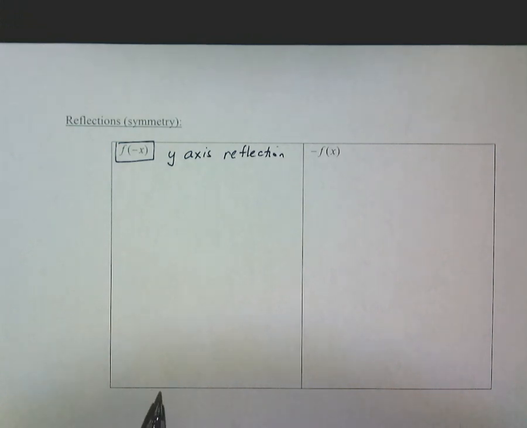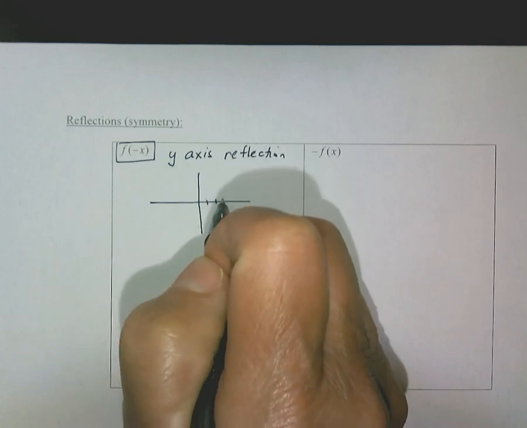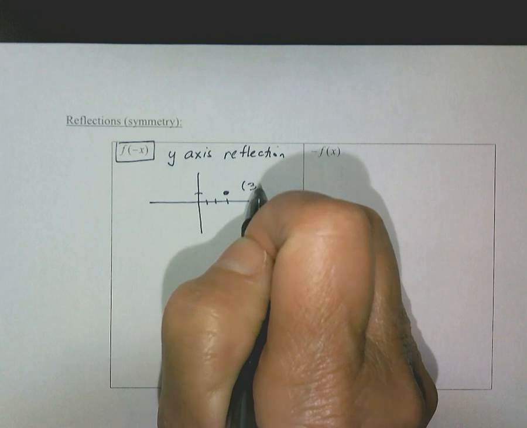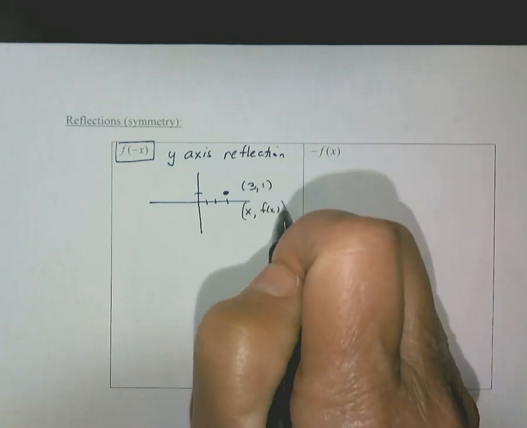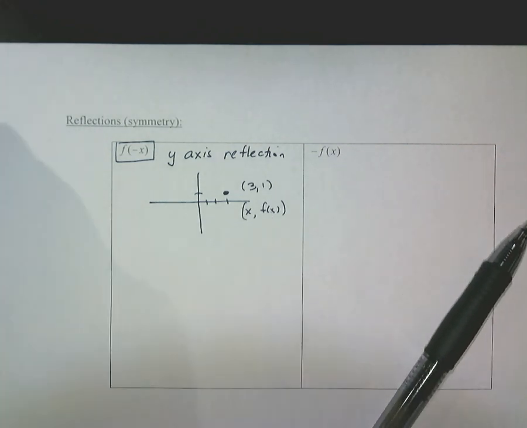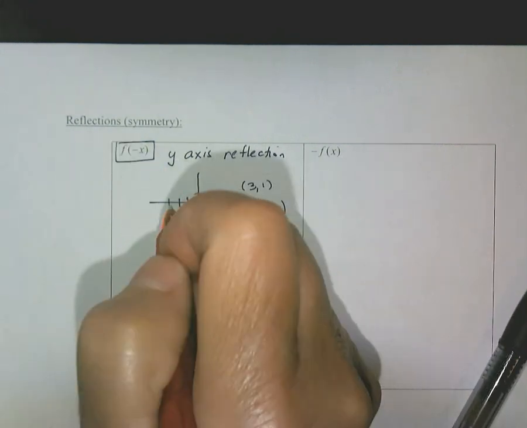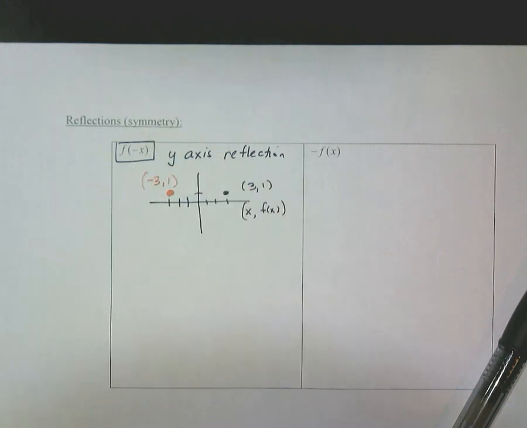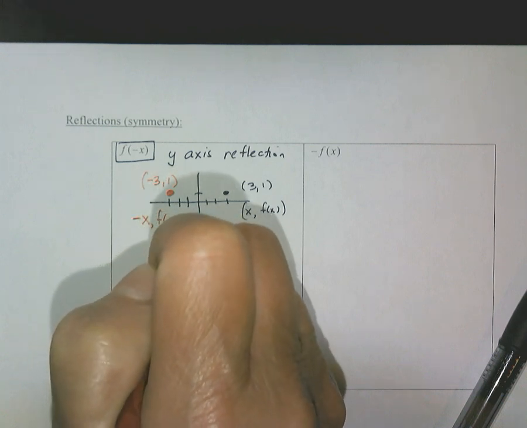I think of this a couple different ways. If I were to think of it graphically, and I were to plot the point (3, 1), so 3 is x and 1 is f of x, and I were to change the x to negative x, so instead of 3 it becomes negative 3. This becomes the point (negative 3, positive 1). So it's negative x, f of negative x.